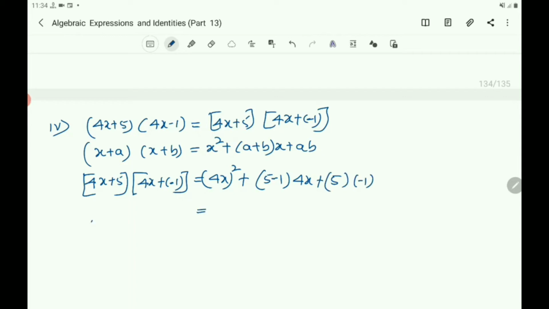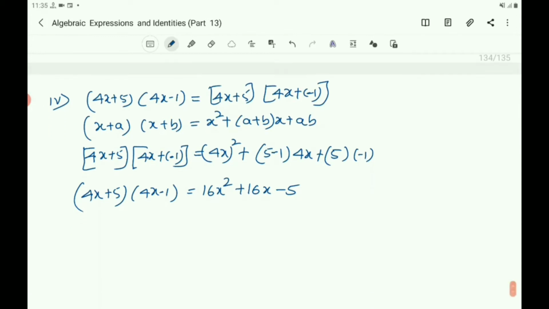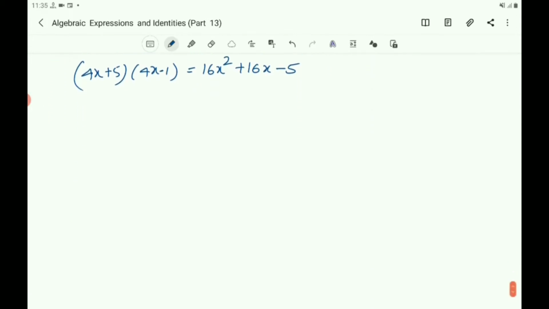Then (4x + 5)(4x − 1) equals (4x)², which is 16x², plus 5 − 1 is 4, 4 fours are 16x, plus 5 into −1, so you write −5. Therefore, the product of (4x + 5) and (4x − 1) is 16x² + 16x − 5. Then you take the fifth one.